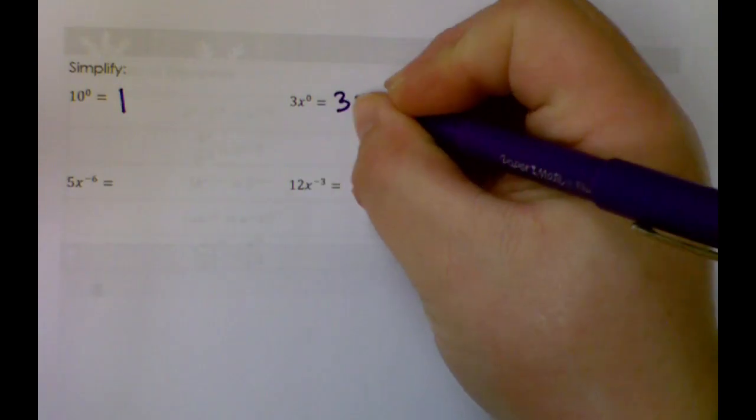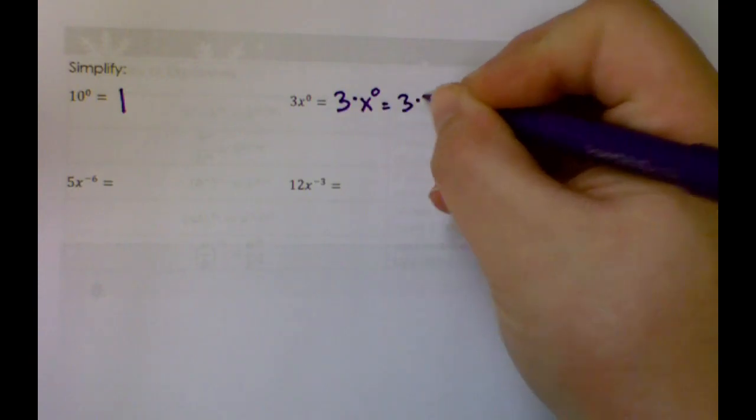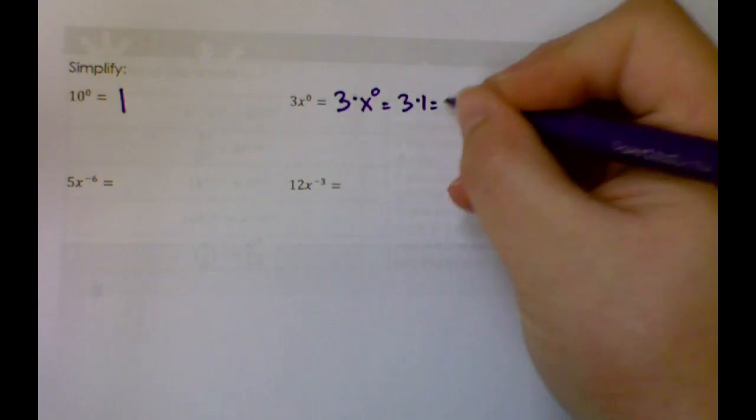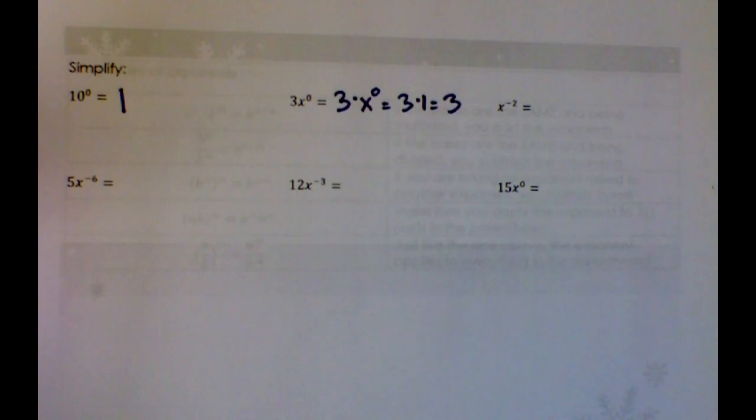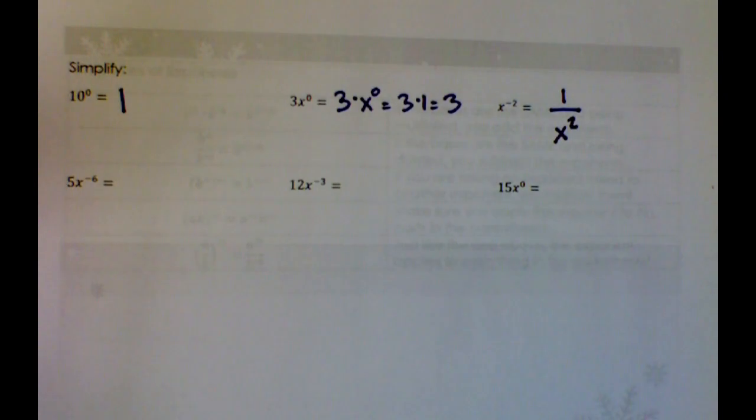So let's simplify these. 10 to the 0 power. Anything to the 0 power is 1. 3x to the 0 power. Remember that's 3 times x to the 0 power. Well, x to the 0 power is 1, so it's 3 times 1, which is just 3. X to the negative 2nd power, I take my negative power, drop it to the bottom, and make it positive.